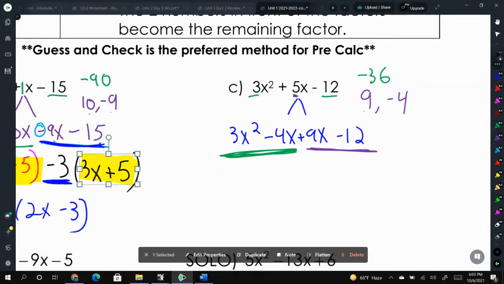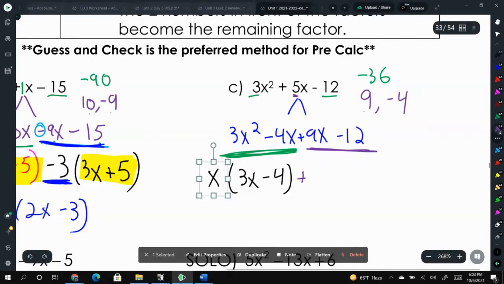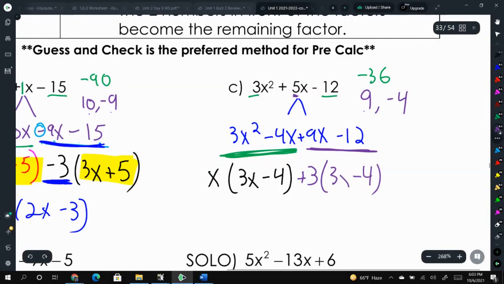So between 3x squared and negative 4x, the GCF of that is just x. You can't factor out anything else. So then you're left with 3x minus 4. Then 9x minus 12, I can factor out a 3. And I'm left with 3x minus 4 left over. If I divide 9x and negative 12 by 3, I'm left with 3x minus 4.